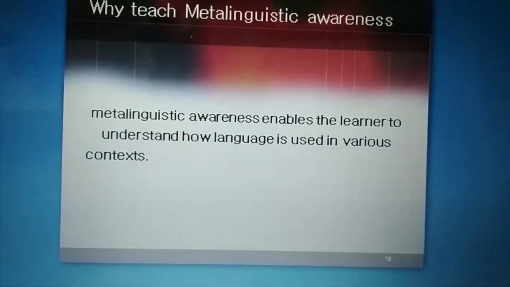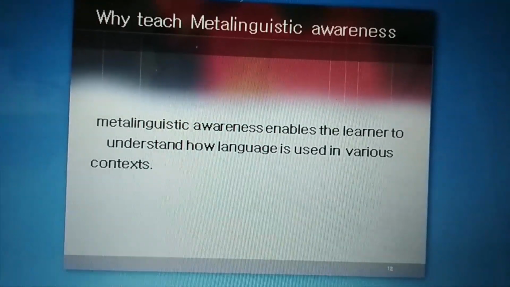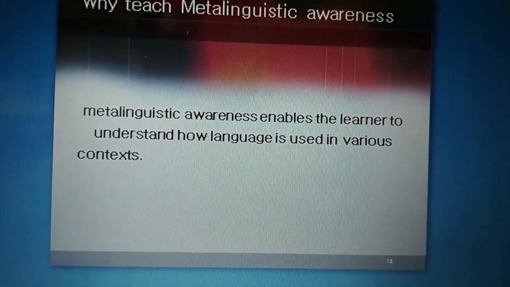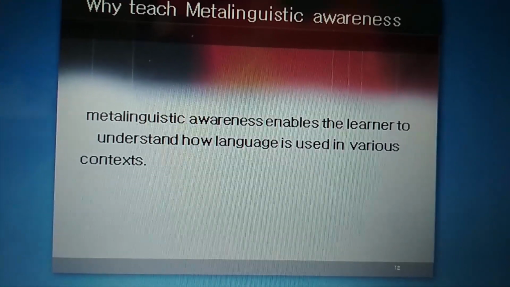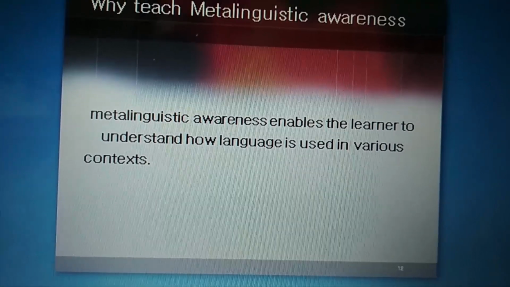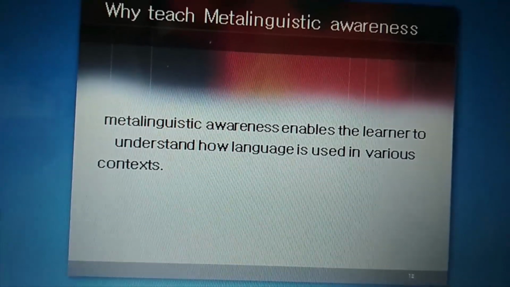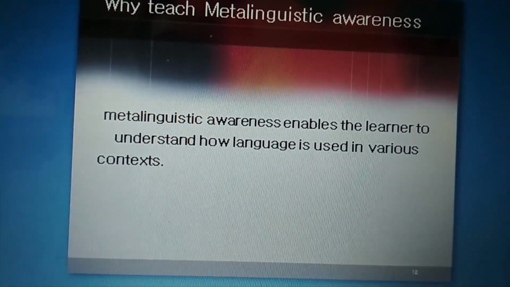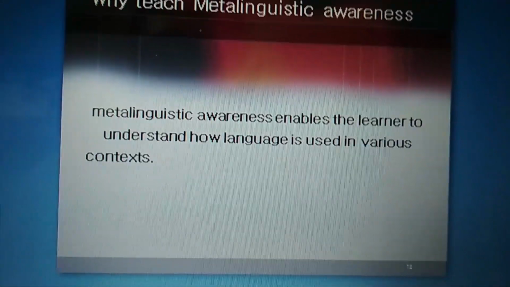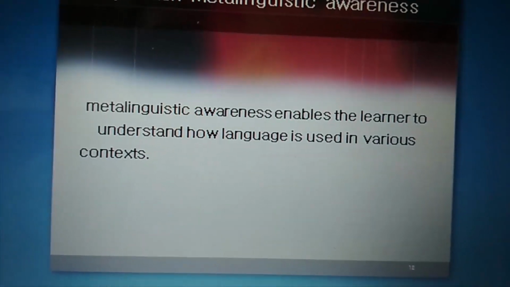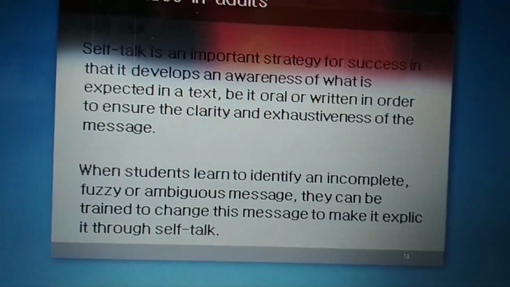Metalinguistic awareness enables learners to understand how language is used in various contexts. Yeah, as I said before, metalinguistic awareness means that one word can be changeable, dapat diartikan berubah-ubah, ya, dan itu sesuai dengan konteks yang sedang diacu, ya. Okay.